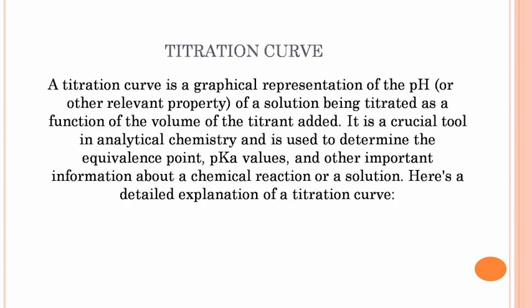Second is titration curve. A titration curve is a graphical representation of the pH, or other relevant property, of a solution being titrated as a function of the volume of the titrant added. It is a crucial tool in analytical chemistry and is used to determine the equivalence point, pKa values, and other important information about a chemical reaction or a solution. Here's a detailed explanation of a titration curve.